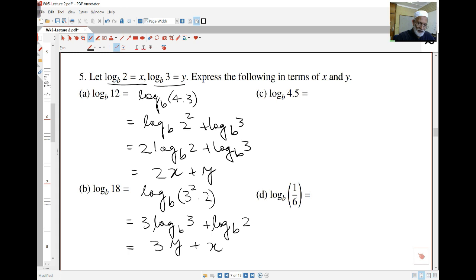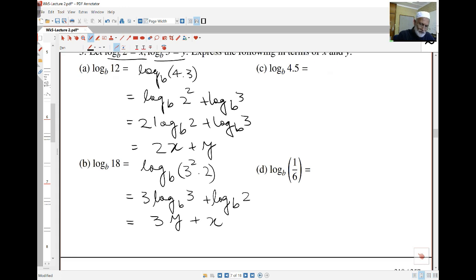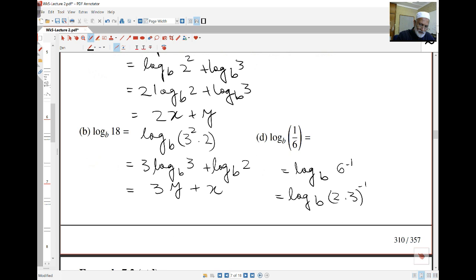Let's have a look first at the last one, 1/6, which is much easier. So log to the base b of 1/6 is the same as log to the base b of 6 to the minus 1. That's log to the base b of (2 times 3) to the minus 1. So that's essentially going to be minus log 2 to the base b, and then minus log 3 to the base b, that's minus x minus y.